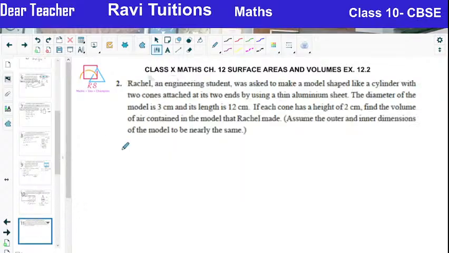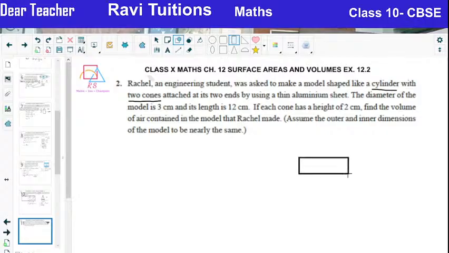Now let us go to second question. Rachel, an engineering student, is asked to make a model shaped like a cylinder with two cones attached at its ends by using a thin aluminum sheet. That means a cylinder and two cones. So I will draw a cylinder like a rectangle, and I'll draw a cone.